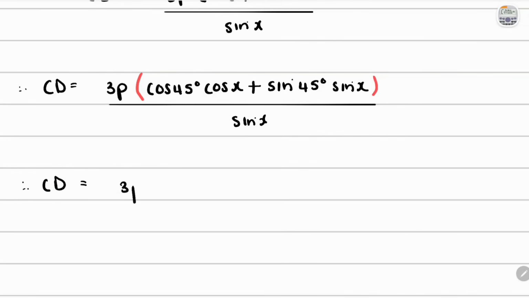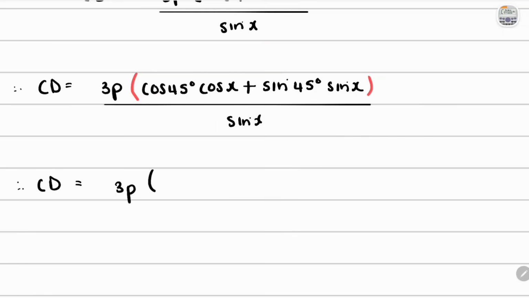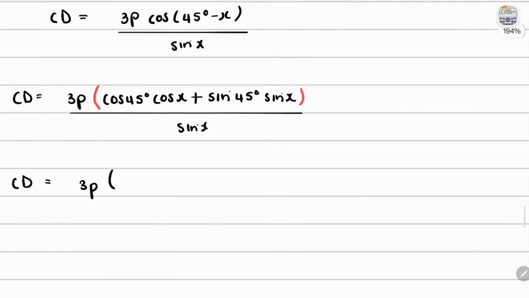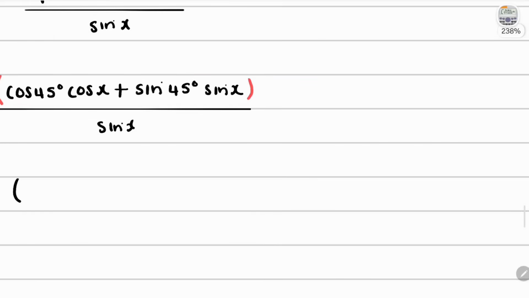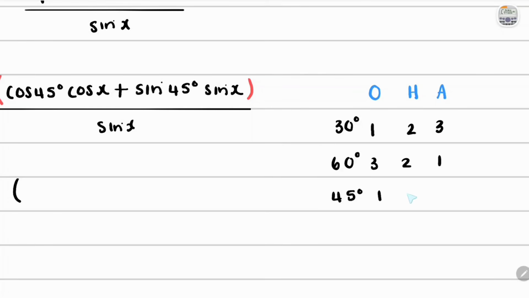CD is equal to, we still have 3p multiplied by this cos 45 degrees. It is best to not use the calculator, because if you use the calculator, your answer will not look like theirs, and then you may end up panicking, thinking you've done something wrong. So you can either use the triangles for your special angles or the circle, that 2-unit circle that we use. But in this question, I'm going to use a rule called the OHA rule. So we start by saying OHA. This is used for special angles. And the angles we'll put down are 30 degrees, 60 degrees, and 45 degrees. Then we'll say 1, 2, 3, 3, 2, 1, and 1, 2, 1.